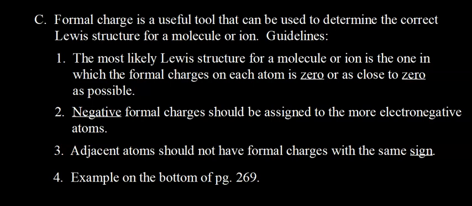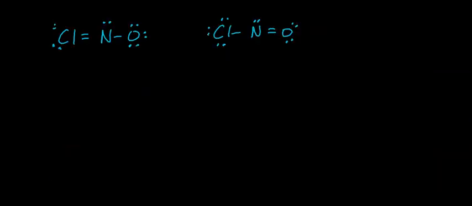Let's take a look on page 269. There's an example at the bottom of the page. So let me walk you through this one to determine the formal charge of each atom in that first Lewis structure on the left. Again, both are valid. Each atom satisfies the octet rule, and so we need to figure out which one is better. Is that double bond between nitrogen and chlorine or between nitrogen and oxygen?